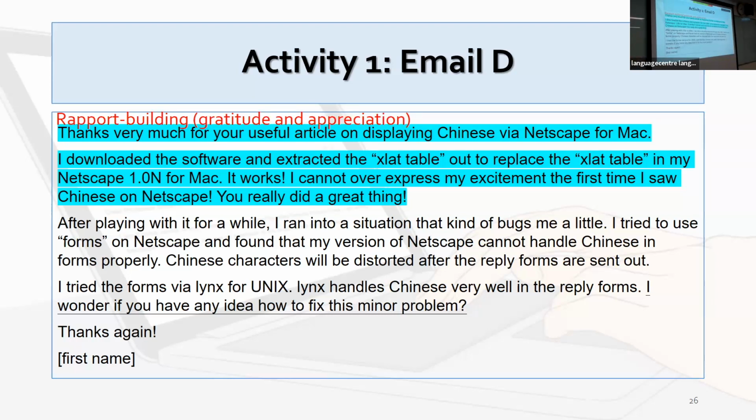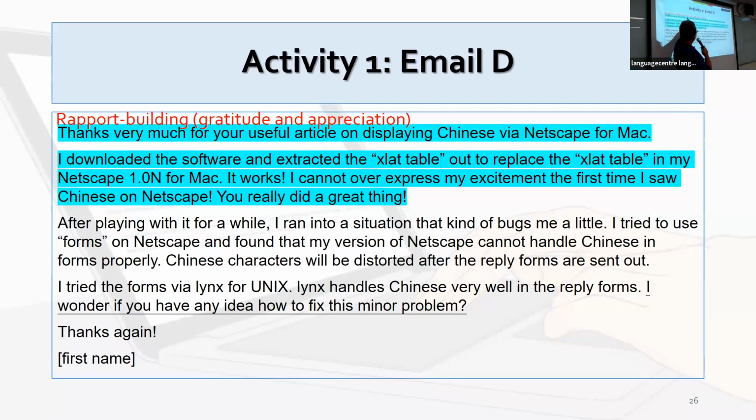Again, it doesn't have to do with reasoning, but with rapport building. Rapport building means how you create a good relationship with the reader. There are two strategies. Number one, expression of gratitude. Thanks very much. Thank you for. You say thank you to acknowledge what your friend did to you previously, especially in relation to their help or assistance.